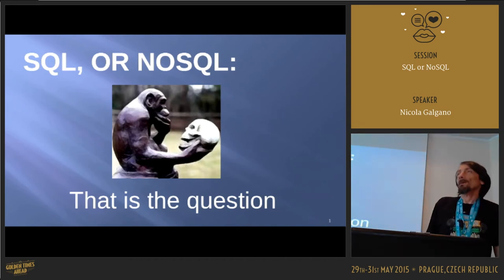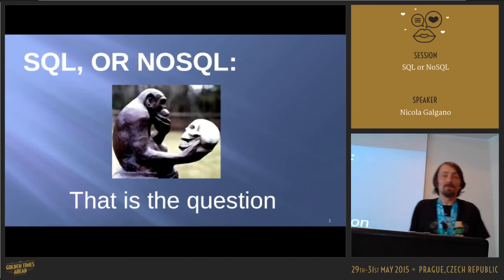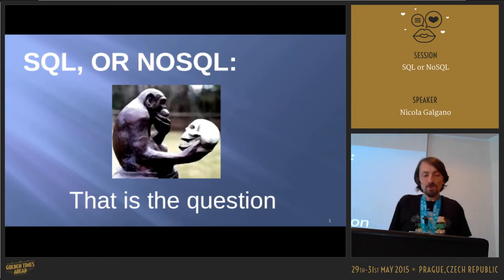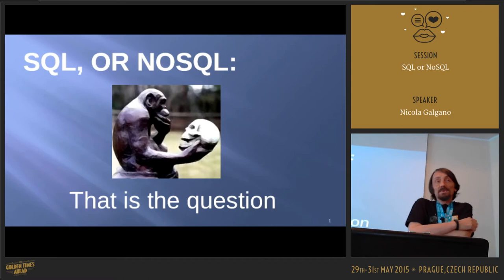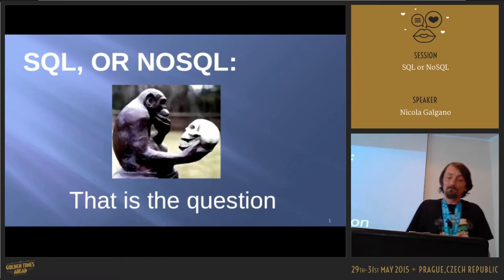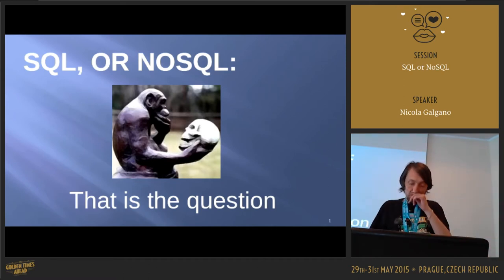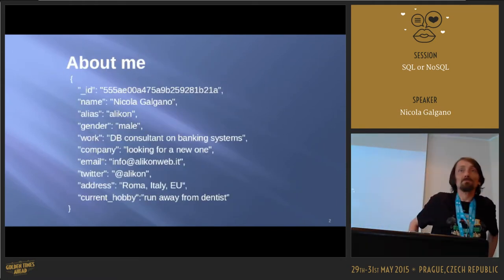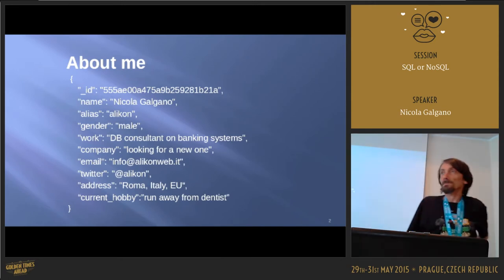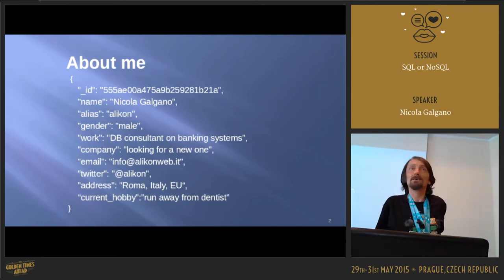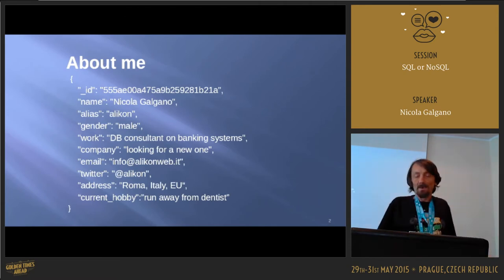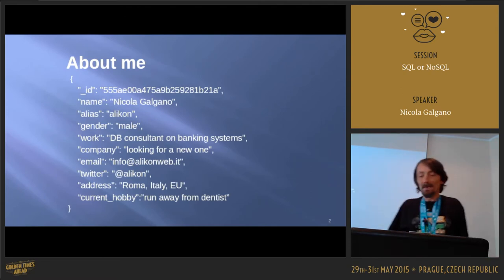start. Okay, so if you are here, maybe you are interested in this dilemma, and if you want to choose one of these two different approaches to data storage. So this is some information about me. In the Joomla world my alias is Alto, maybe some of you know me already. I'm from Italy. And my current hobby is, as you can see, I run away from the dentist.